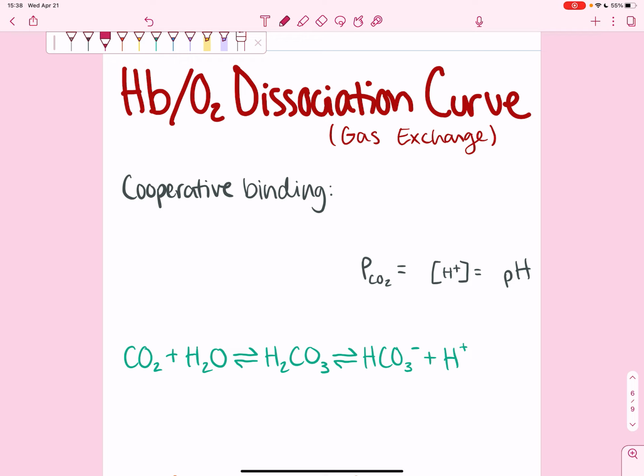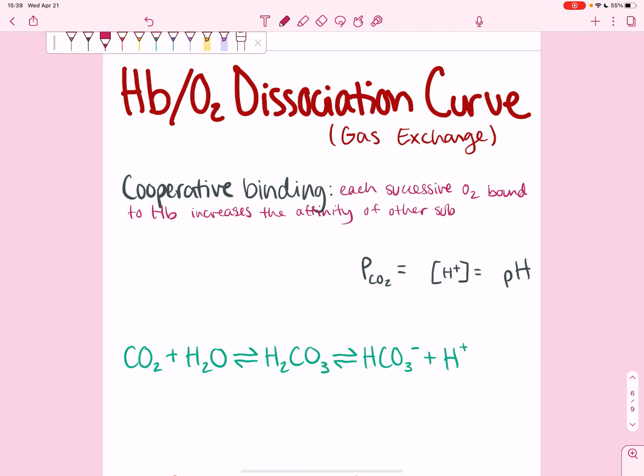Anyways, I'll write down the definition of cooperative binding here. HB, again, meaning hemoglobin. And vice versa.